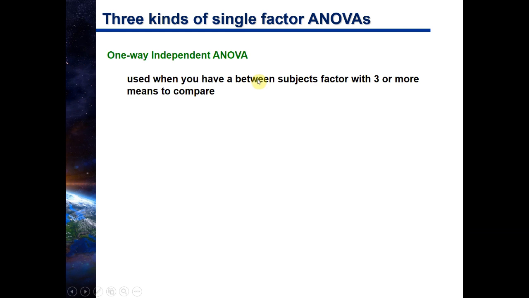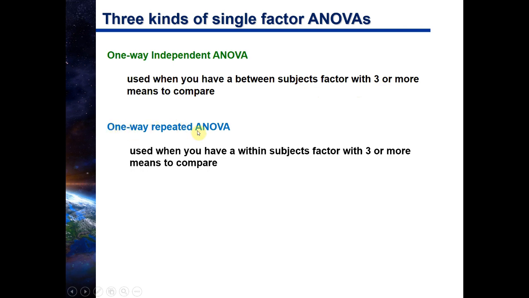So Peter, Paul, and Mary in level 1, Tom, Dick, and Harry in level 2, Larry, Moe, and Curly in level 3. It's a good thing there's not a fourth level because I would have a hard time coming up with names. Okay, but of course there could be a fourth level. You just have to have 3 or more levels for an ANOVA. So that means you're going to compare 3 or more means.